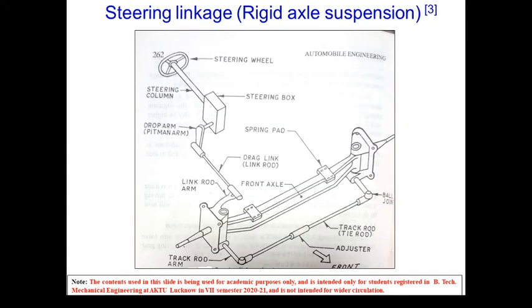Now looking at the steering linkage for independent suspension, the rigid axle suspension being the second type, we can also see various elements here: steering wheel, steering column, steering gearbox, drop arm or pitman arm, drag link. This is the front axle, the track rod or tie rod. This is an adjuster for adjusting the length. This is the front side of the car. This is another track rod arm. Two arms are there, joined by means of ball joints. And this is the stub axle, on which the wheels are mounted through bearings. And here also we have mounted the wheels. So this is another example.